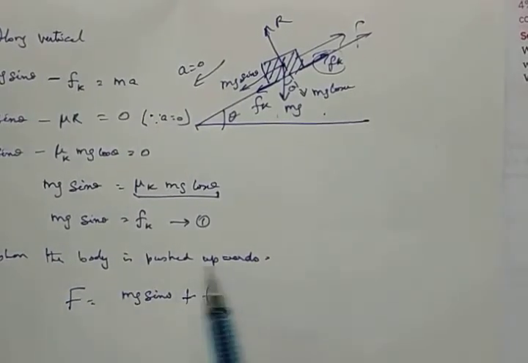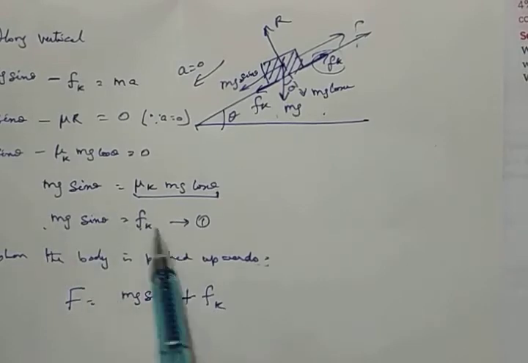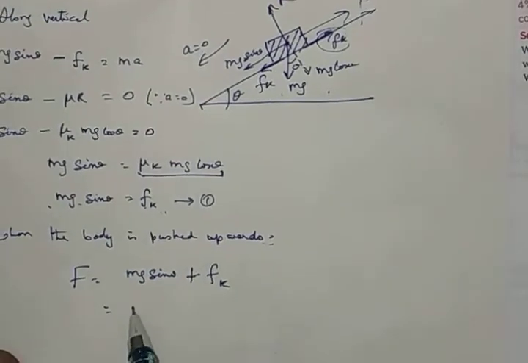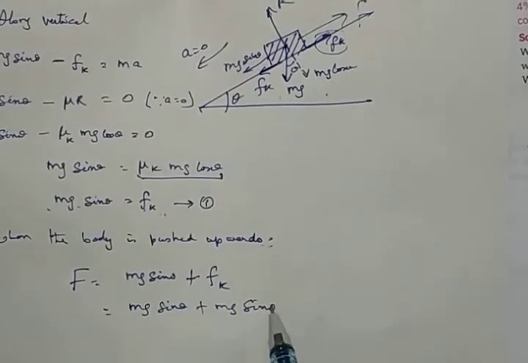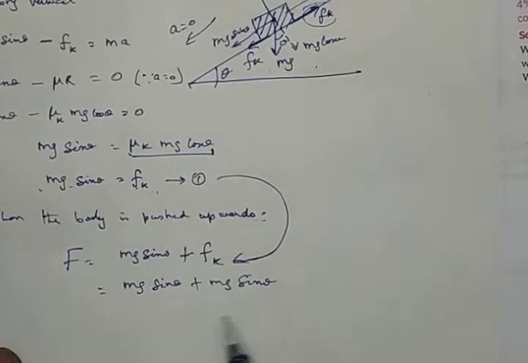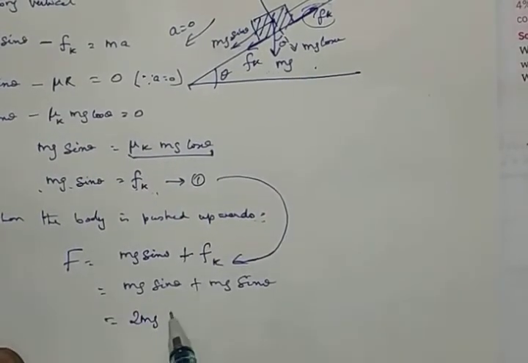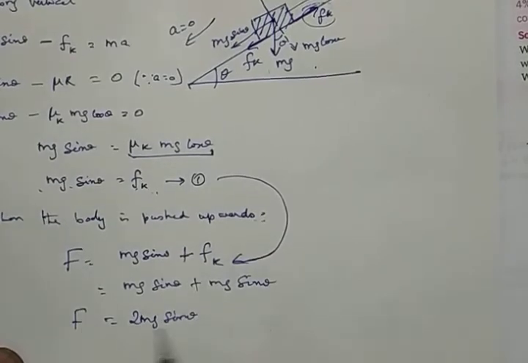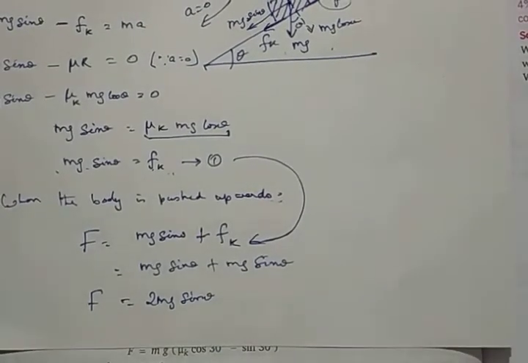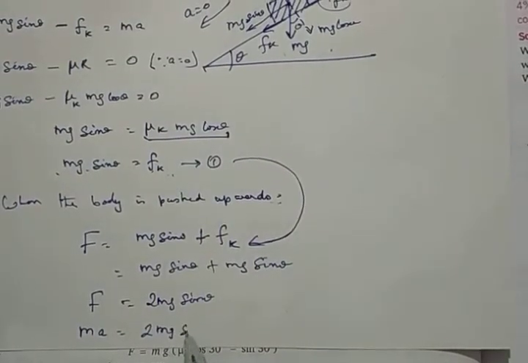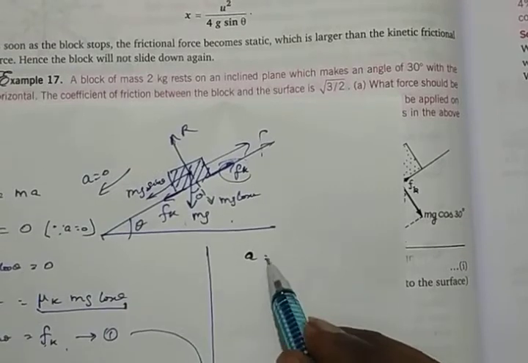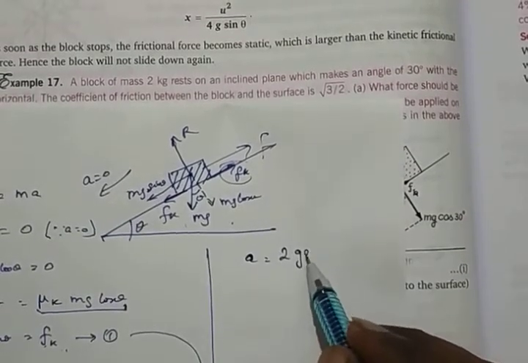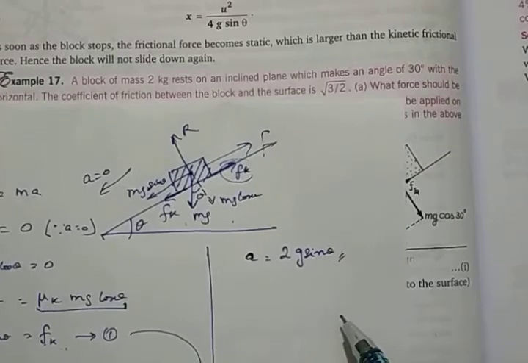Now this is the value when it is pushed upwards, but look at this one, this is already here: Fk is equal to mg sin theta. So you can write mg sin theta plus mg sin theta, because it is substituted here. So it's going to be equal to 2 mg sin theta, that will be equal to F here. Now mass into acceleration is equal to 2 mg sin theta, so mass gets cancelled out. What is acceleration? You get acceleration equal to 2g sin theta. That is the value you will get.